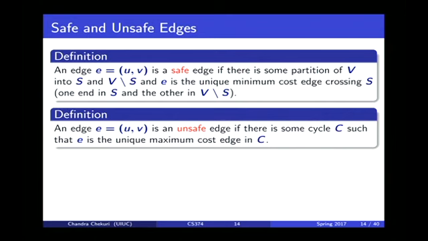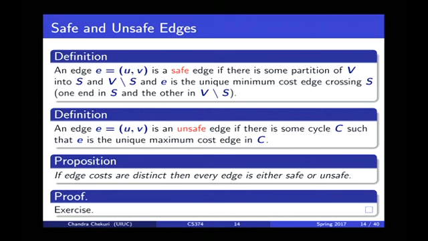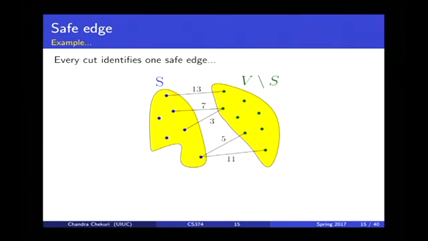Okay, and I'll give you an example, right? Then we'll see later on that for every graph, if the edge weights are distinct, every edge is either safe or unsafe. It partitions the graph into safe and unsafe. But we'll see that later. So, here is a graph, and there are some edges crossing this cut.